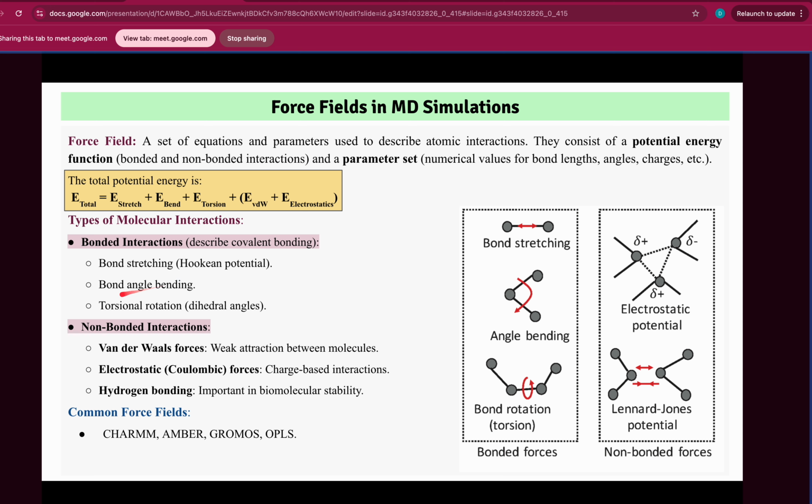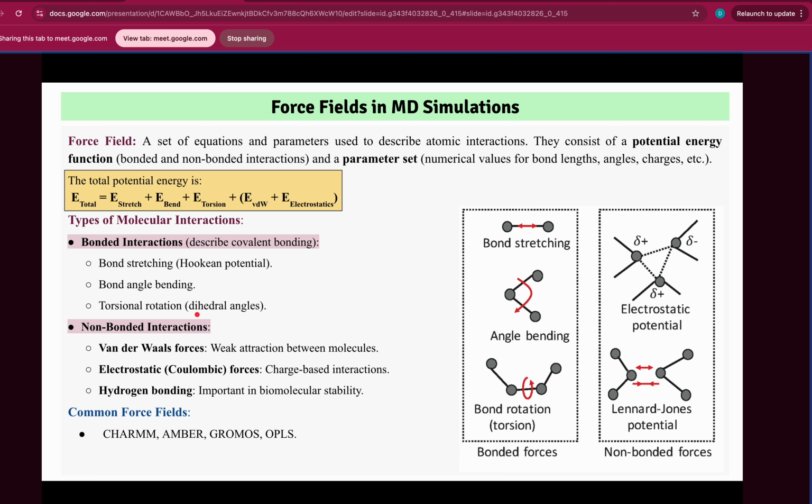Second bonded interaction is the bond angle bending. So it involves three atoms. If there are three atoms, then it is possible that there might be some change in the angle between these three atoms and these two planes. So that is known as angle bending, because in this also these three atoms are linked by bonds. So it comes under bonded interaction, and we study how the angle is changing with time.